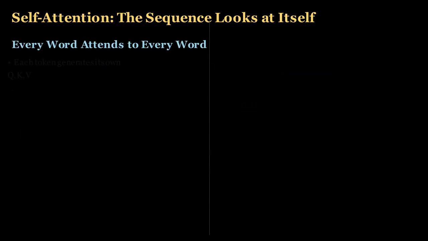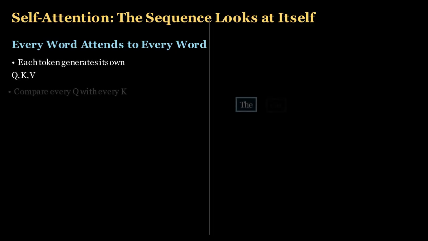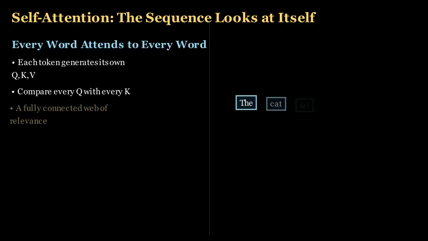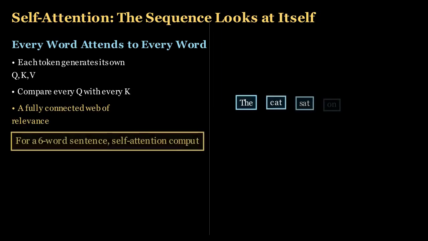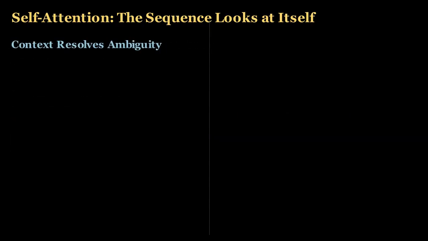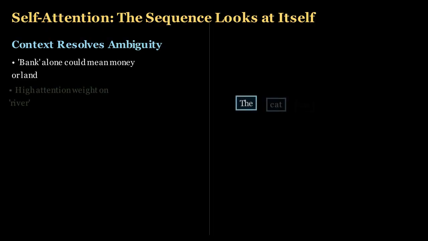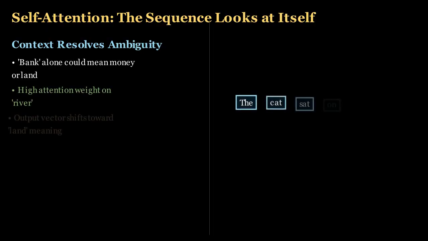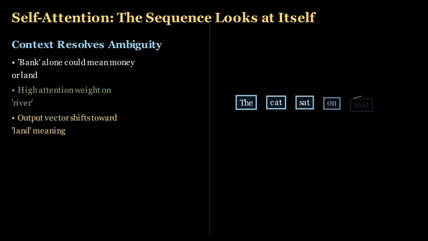Take the sentence, "The bank sits by the river." Each word becomes a query, a key, and a value. The query for bank looks at every key, including the key for river, to see what matters. The word bank is ambiguous. But after self-attention, its output vector is a weighted mix of all words. Because river gets a high score, the final representation leans heavily toward the land beside water meaning.